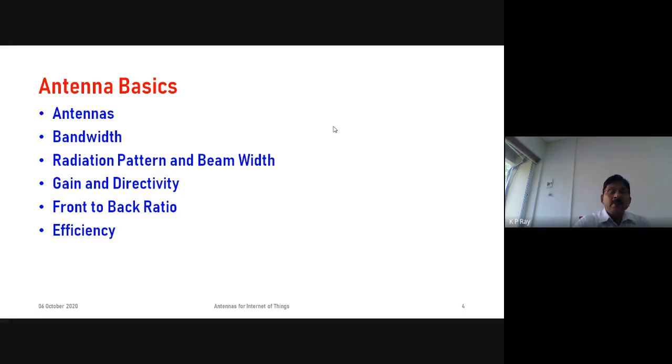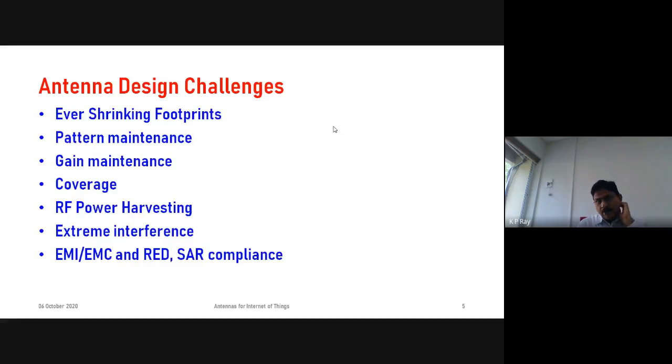Now the next one we have already seen. Now we will come to the design challenges when we talk about designing the antenna for IoT application. Now you will be able to appreciate how there are contradicting requirements for IoT antennas. Like I said, this is a miniaturized world.